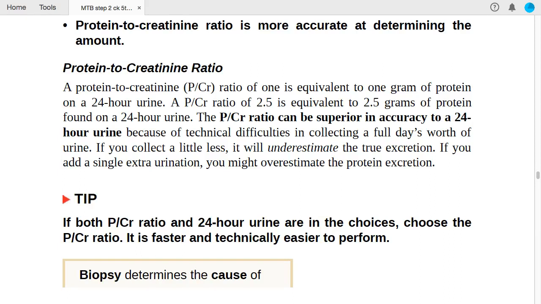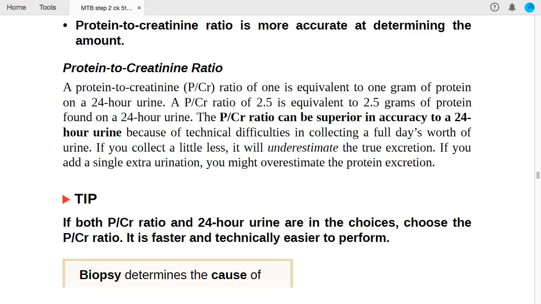Because of technical difficulties in collecting a full day's worth of urine, if you collect a little less, it will underestimate the true excretion. It depends on the patient, so there are more chances of error. If you add a single extra urination, you might overestimate the protein. That's very important, and because of these technical difficulties, we usually go for protein to creatinine ratio testing, which is considered superior in accuracy to a 24 hour urine collection.